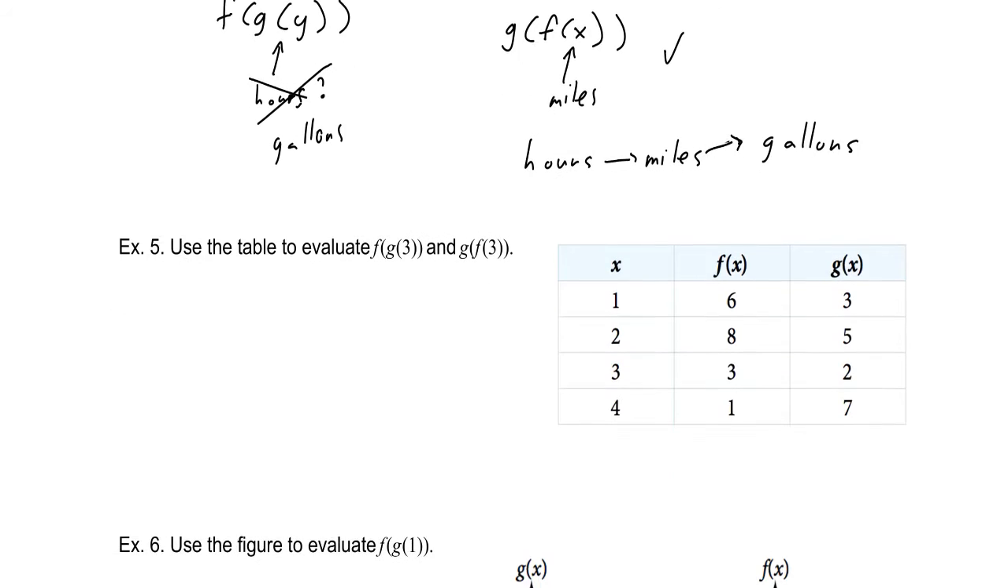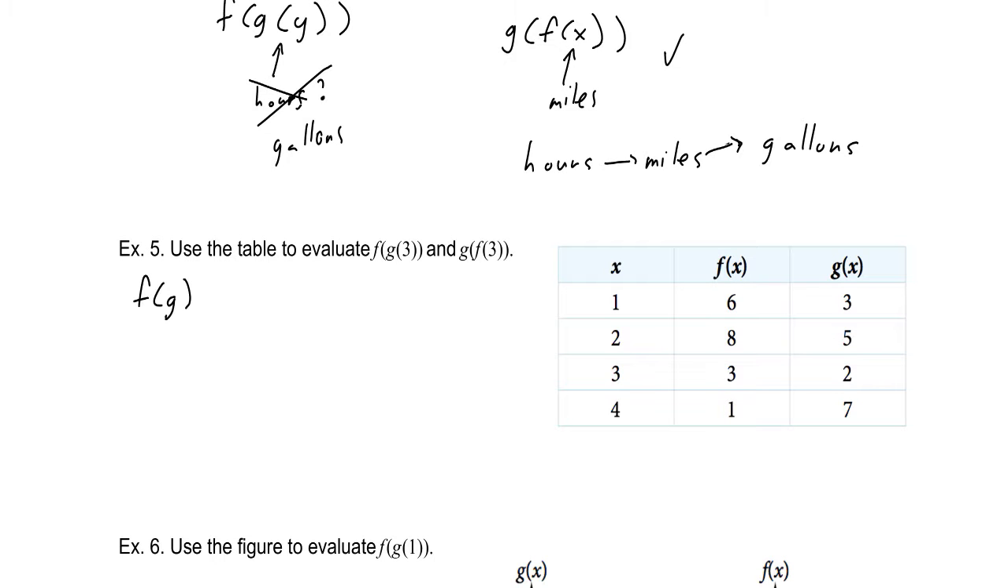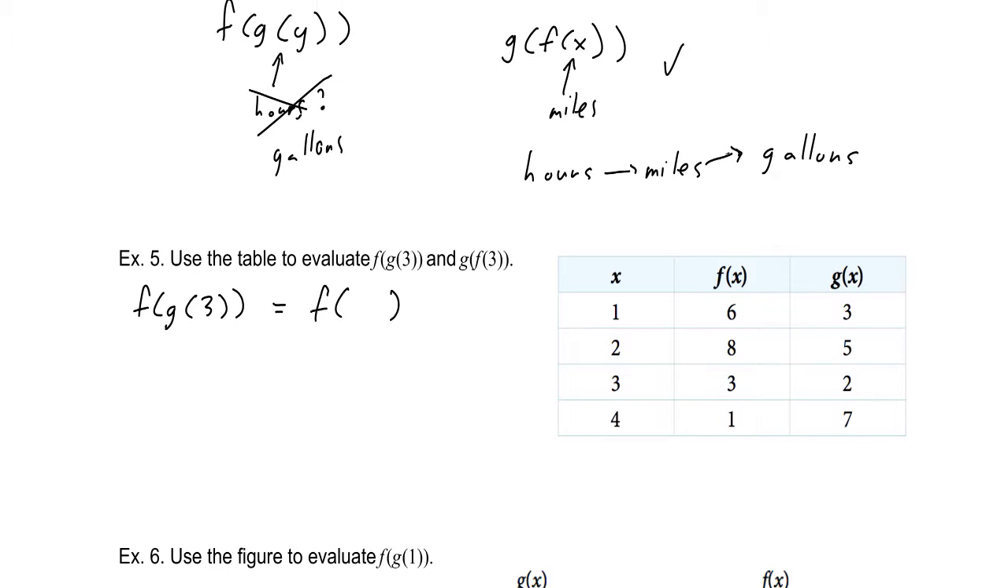Example 5. Use the table to evaluate f of g of 3. First we're going to find what g of 3 is, based on this table. g of 3 is 2, so this is the same as f of 2. And f of 2 is 8. So that tells us that f of g of 3 is 8.